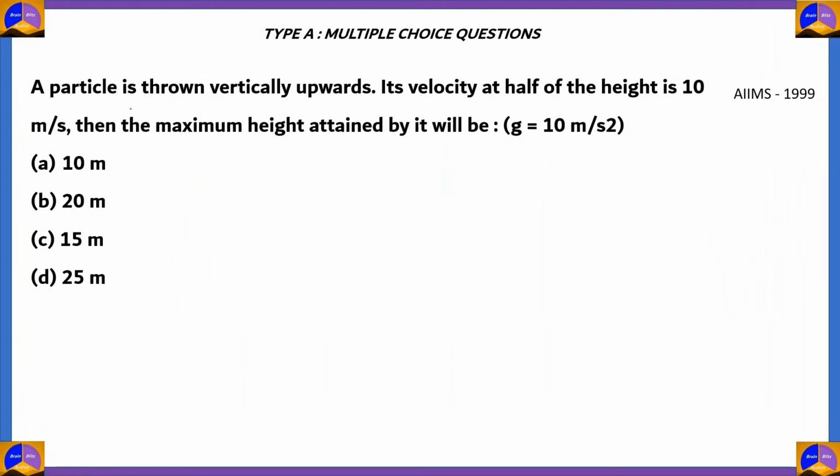Next question. A particle is thrown vertically upwards. Its velocity at half of the height is 10 meters per second. Then the maximum height attained by it will be, and we have the value of g as 10 meters per second squared. So how do we solve this question?